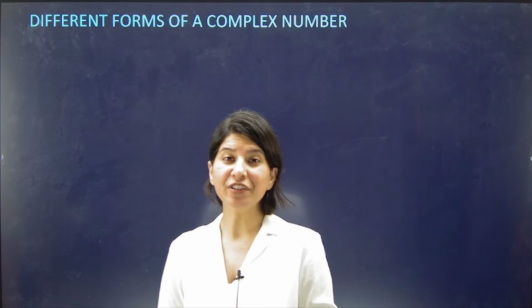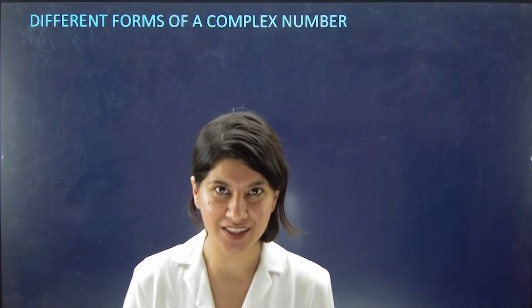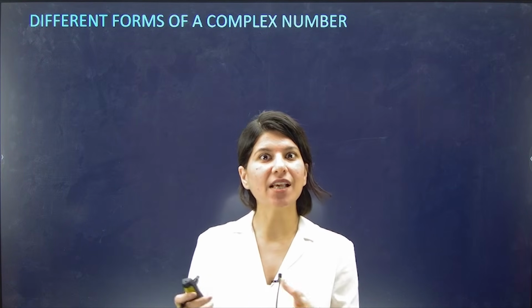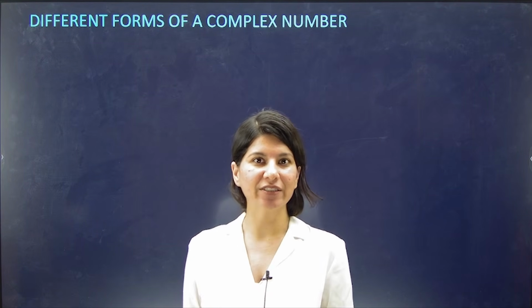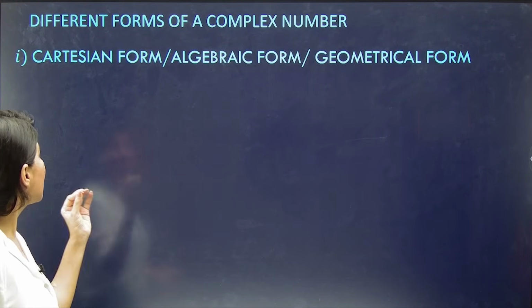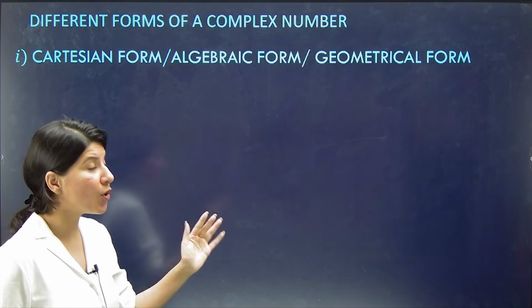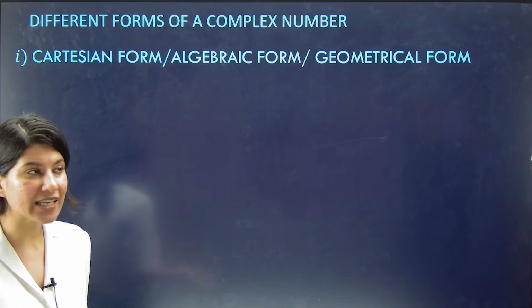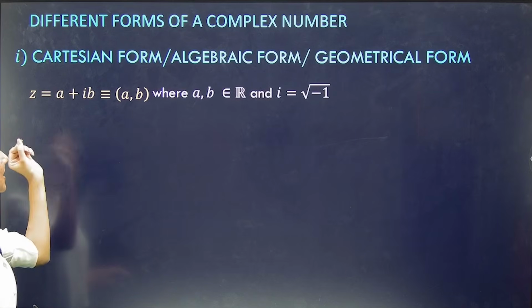Now there are different ways to represent a complex number, right? The first way we have already seen: a plus iota b, x plus iota y, the simplest form, the algebraic form. So Cartesian form or algebraic form or geometrical form, all three are conveying the same thing, that means a plus iota b.